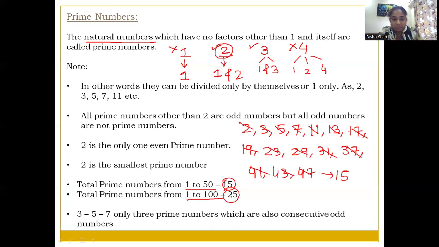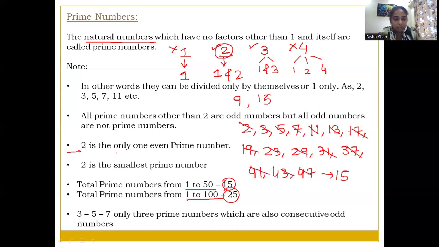All prime numbers, let's see some properties of prime numbers. All prime numbers other than 2 are odd numbers, but all odd numbers are not prime numbers. ठीक है, तो prime numbers हमेशा odd numbers ही होते हैं, exception is 2, but it is not necessary that all odd numbers have to be prime numbers. जैसे कि 9 एक odd number है, but it is not a prime number. 15 is an odd number, but it is not a prime number.